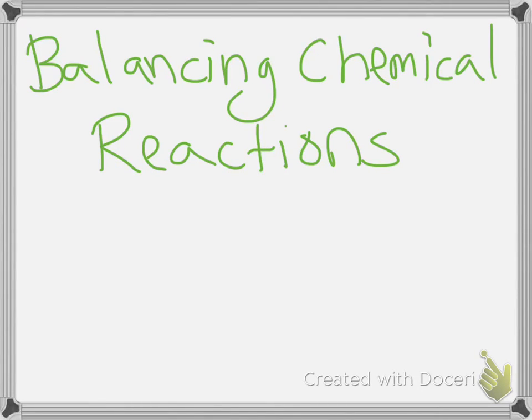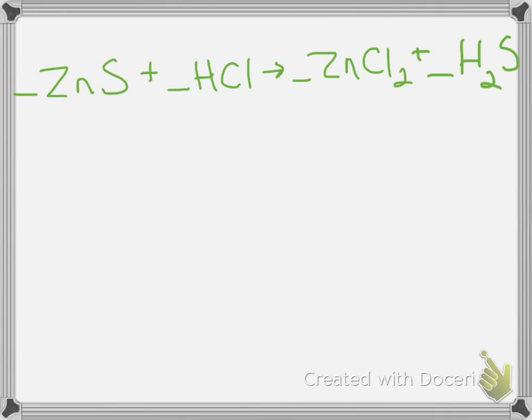In this video, I'm going to show you how to balance chemical reactions. So we're going to start with number 1 on the Balancing Chemical Reactions worksheet. We have zinc sulfide and hydrochloric acid as our reactants, and zinc chloride and dihydrogen monosulfide as our products.